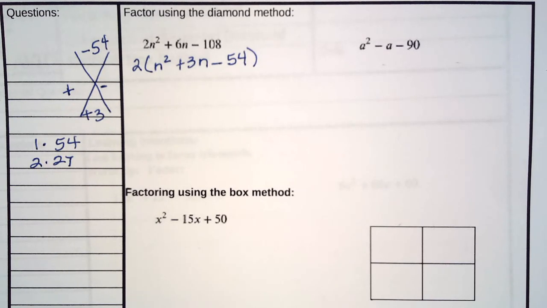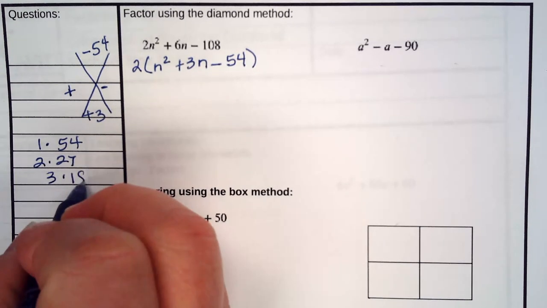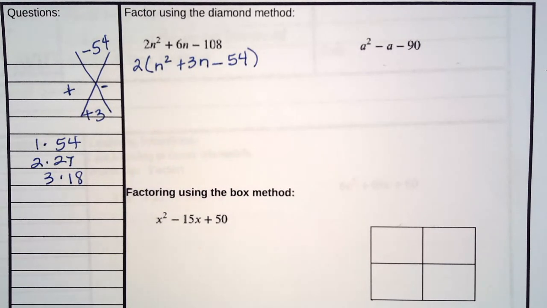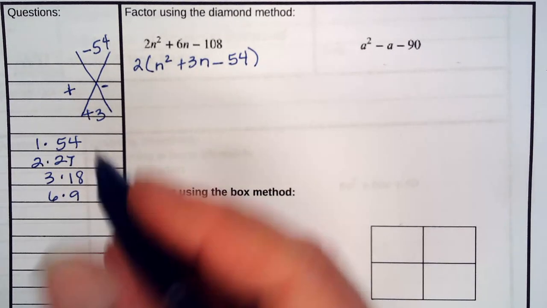It's divisible by 3, so I can do 3 times 18. Those don't differ by 3. 18 minus 3 is 15. Does 4 go into it? Nope. Does 5 go into it? Nope. Does 6 go into it? Yes. 6 times 9. 9 minus 6 is 3.